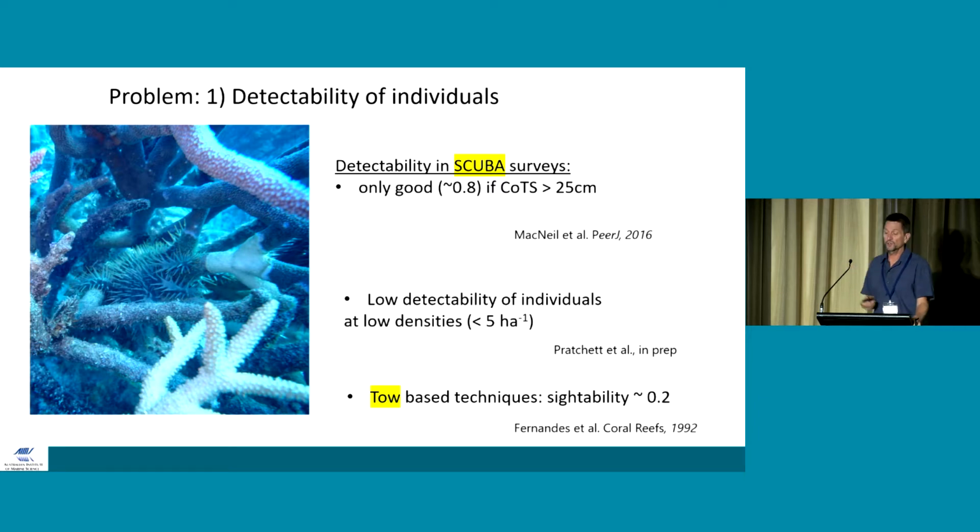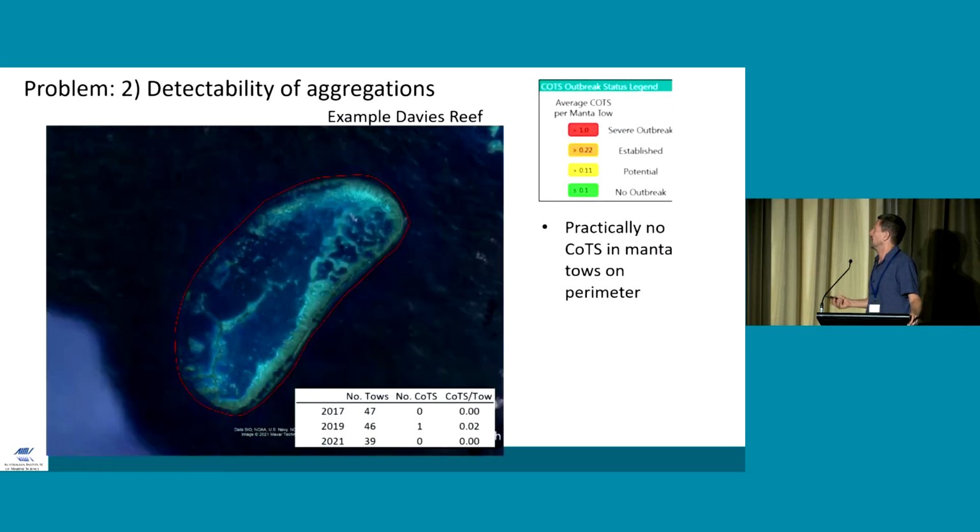If you're going to any tow-based technique like the manta tows, detectabilities are probably less than 20%. And remember, that's 20% of what you already see, that it's 20% of maybe just 50%, which goes below 10%. So that's quite bad, so there's an obvious need to improve on that.